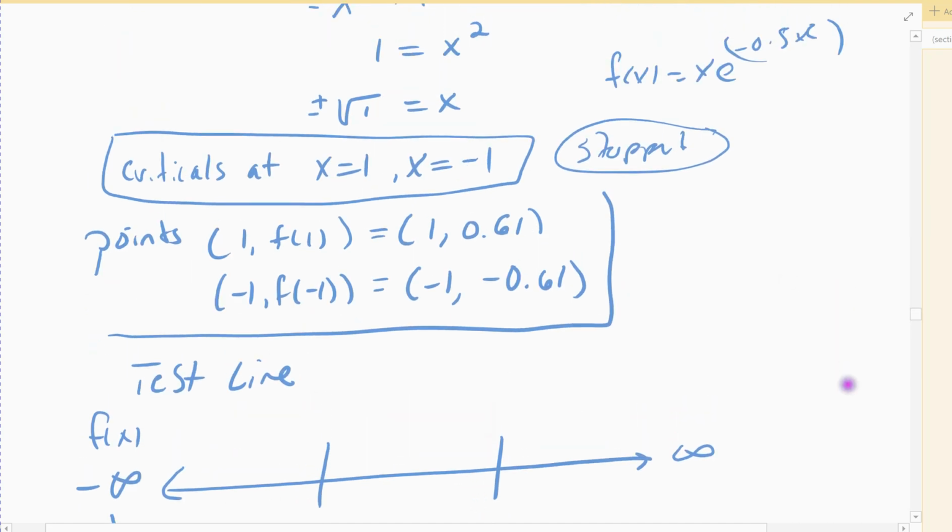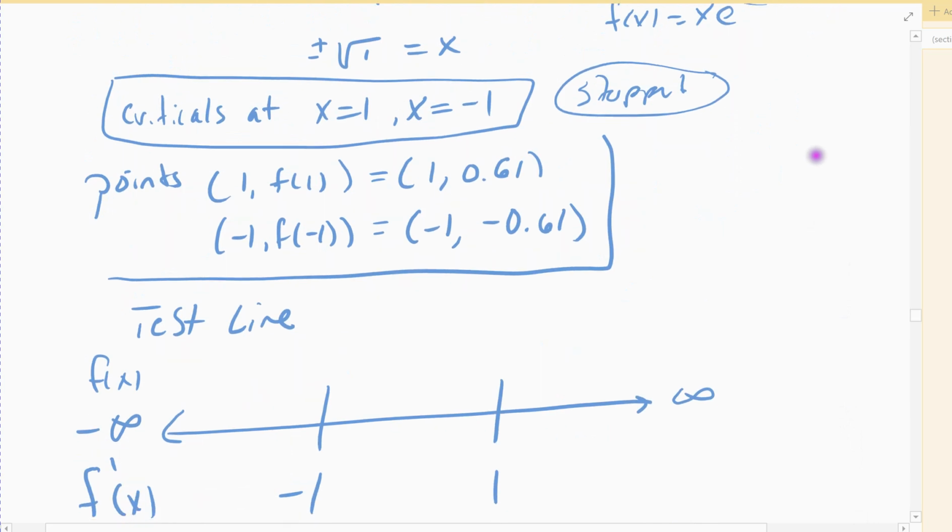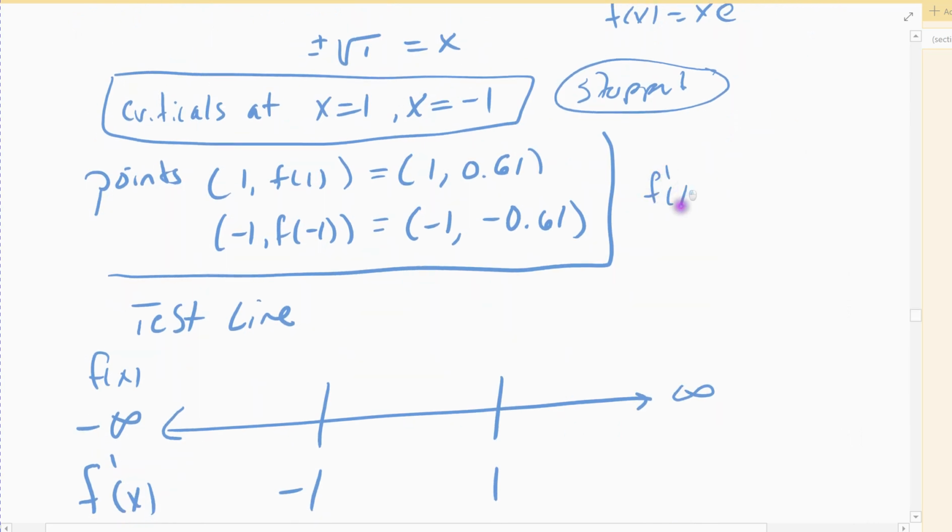And so I've lost my derivative, so let me go back up here and get it. I'm going to write it down here so I have it. Alright, so my derivative function was e to the negative 1/2 x squared times negative x squared plus 1. Same thing, this is always positive. So the e term is always, remember, e term's never negative and it's always positive. So really, I just have to look here.